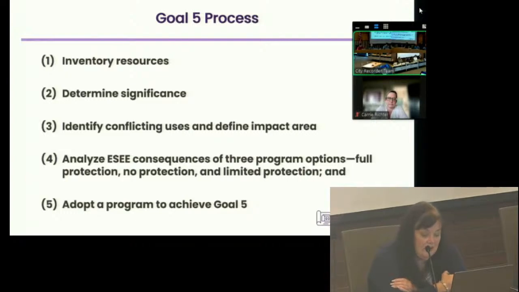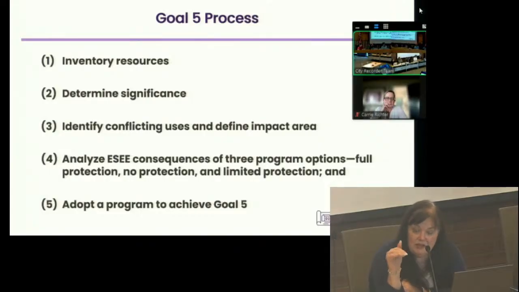We then need to identify what would be conflicting uses to protect them and define the impact area because we're dealing with private property. And then we need to analyze what's called the ESEE consequences of protecting those. So if you're protecting natural resources on private land, you're presumably limiting what they can do with that land. And so you have to go through analysis showing the community value of doing that, and then go through analysis that says we're going to do full protection, no protection, or limited protection as a community and as a body. And it walks you through how you make those decisions.